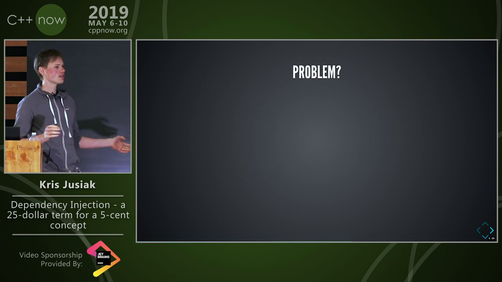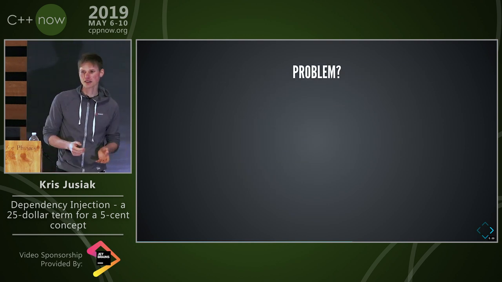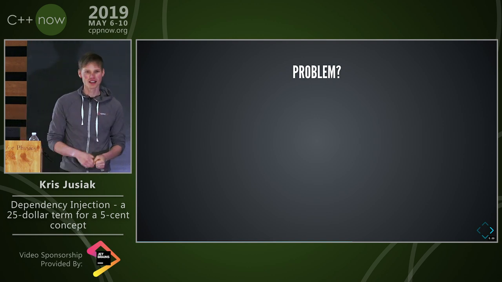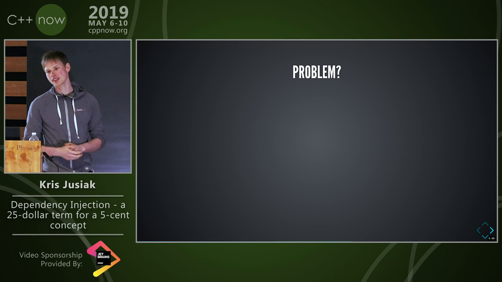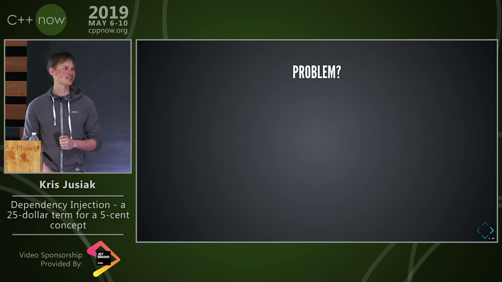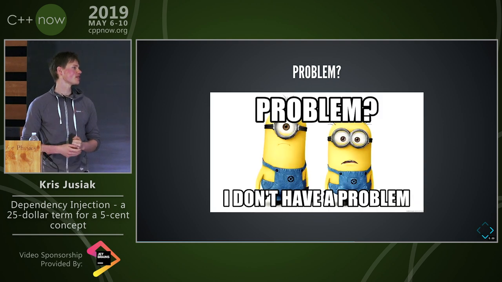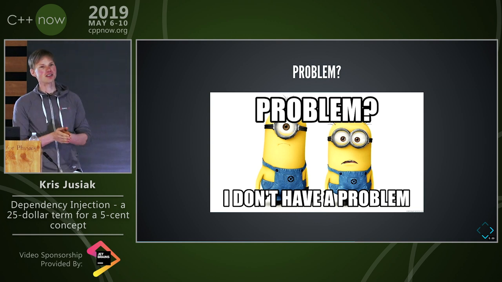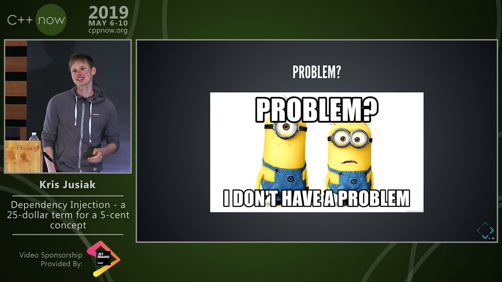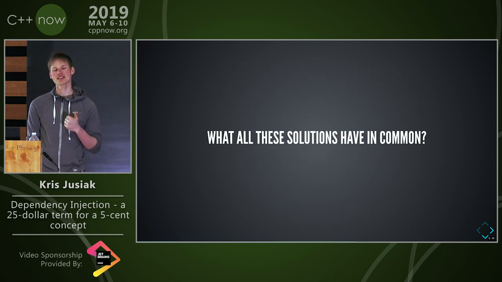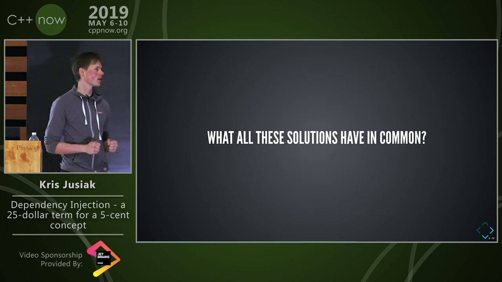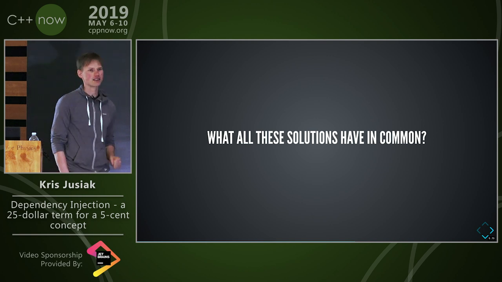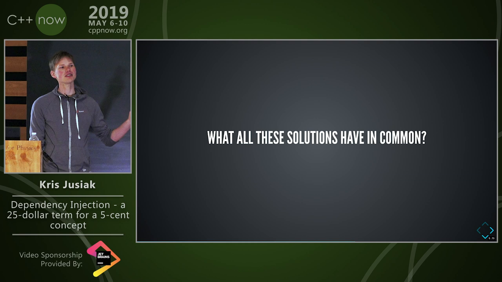So all of that is so far fine and dandy. We have a better design than we had in the beginning. So the talk is going in the right direction, in my opinion. But I think we have a problem. I don't know whether you have a problem, but I see that all these solutions have one thing in common, which I tried to point out a lot of times. Any ideas what that would be?